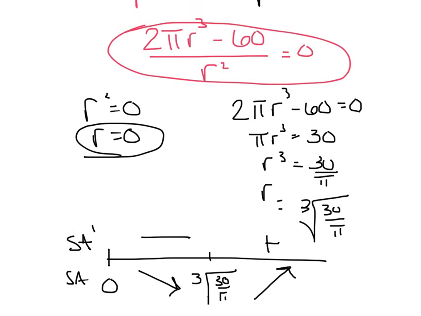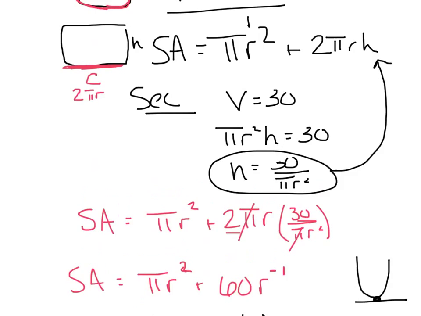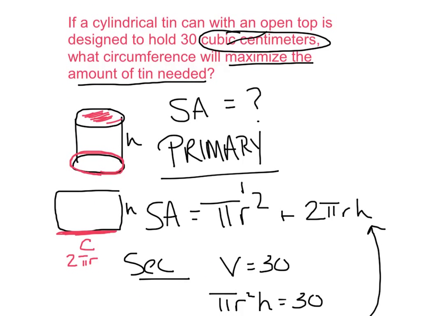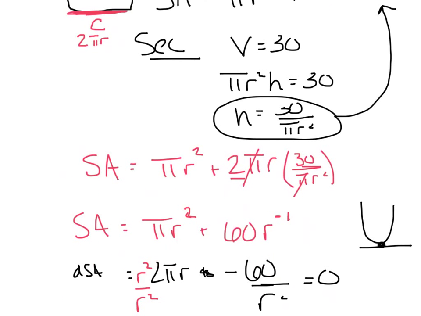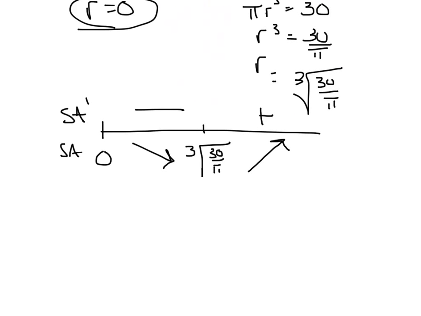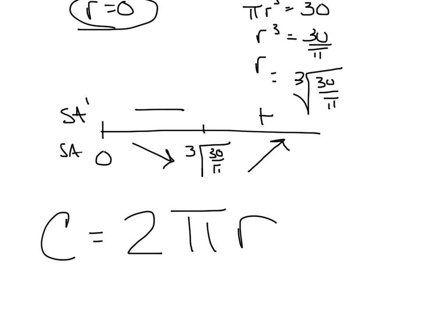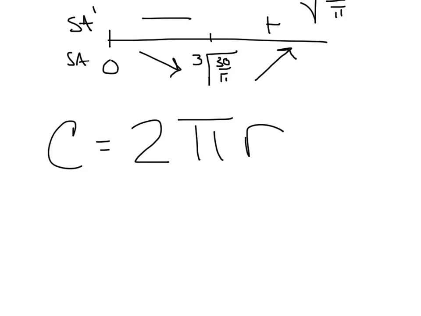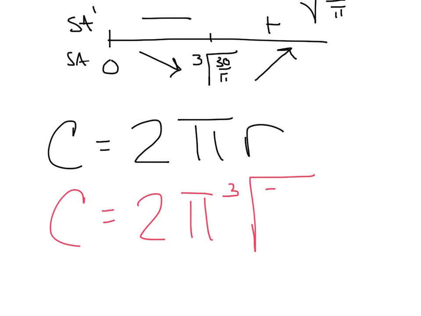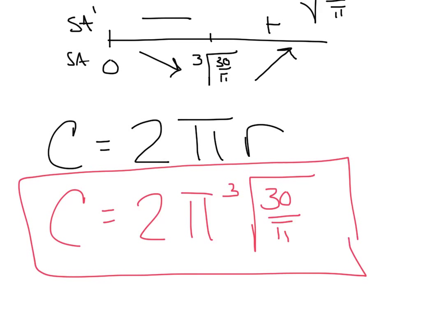Now, don't forget, we actually should answer the question. The question says, what circumference will minimize the amount of tin needed? The question actually wants to know what is the circumference that we need. Well, remember, circumference is 2 pi r. And we just figured out we will have a minimum when the radius is the cubed root of 30 over pi. And not the prettiest, but that's our final answer there.